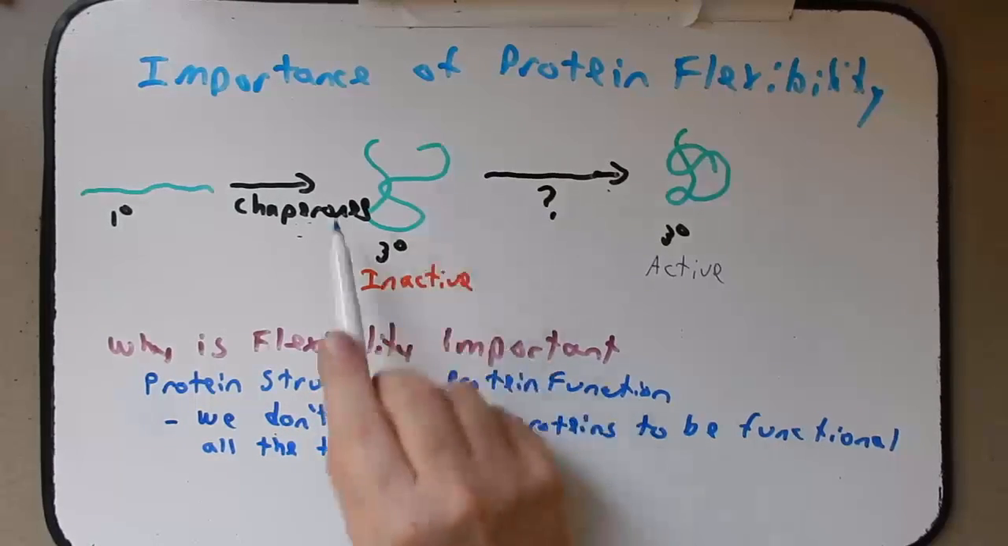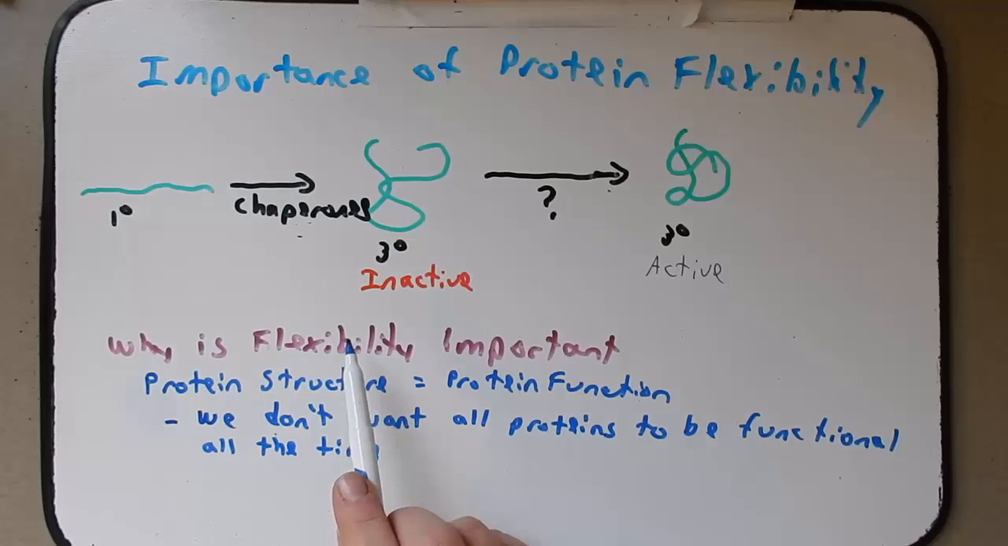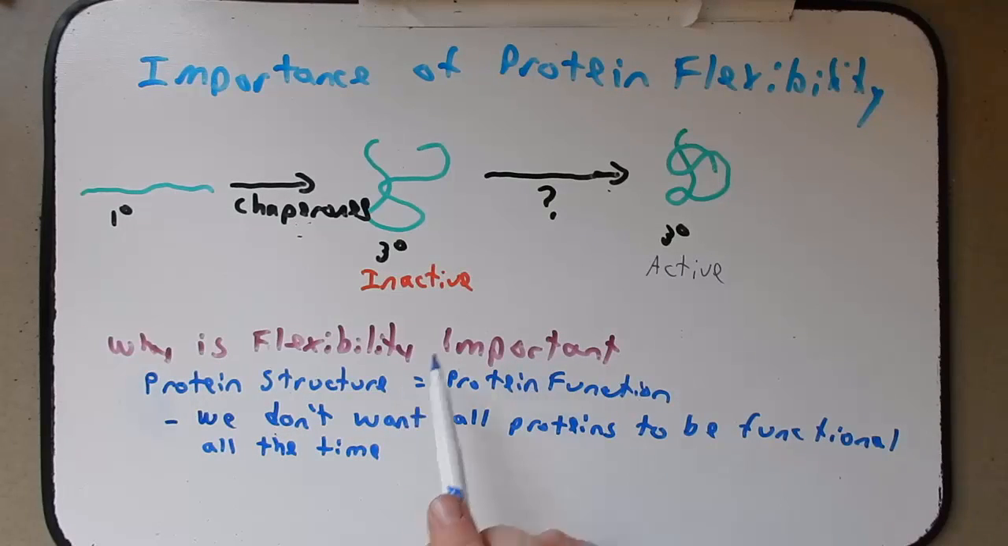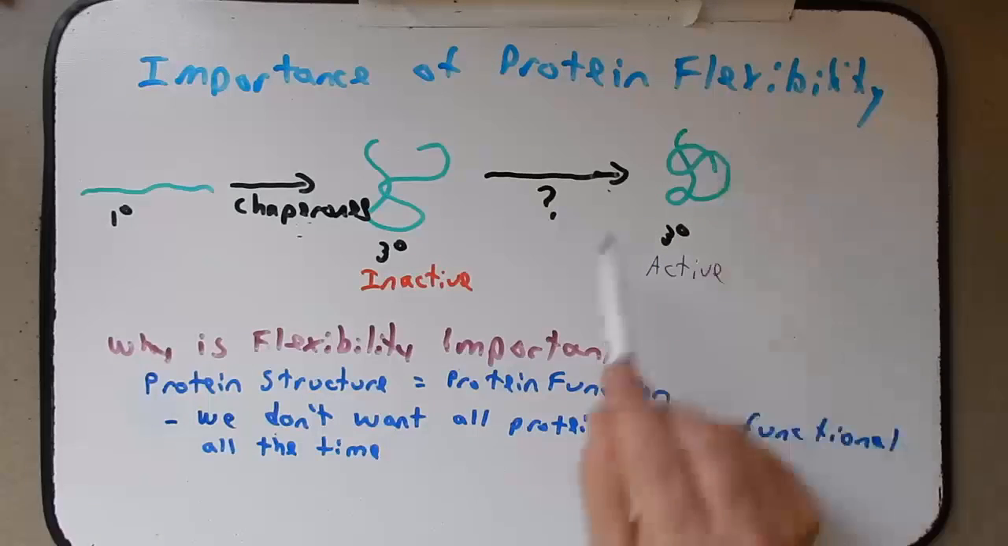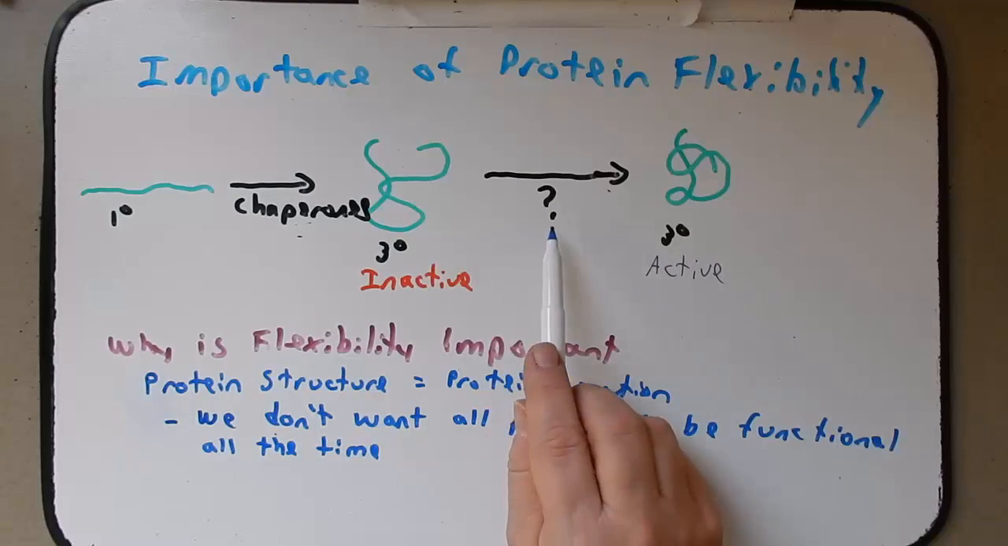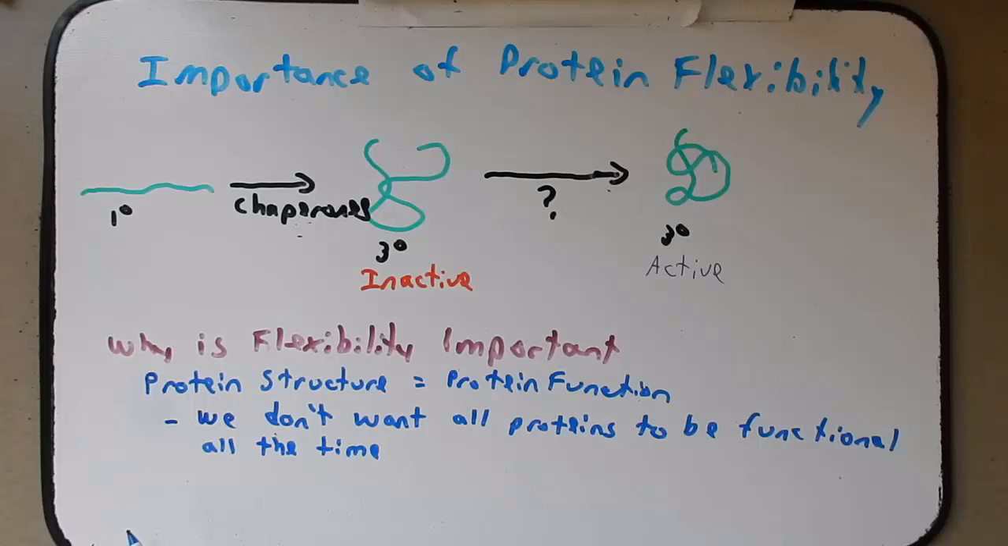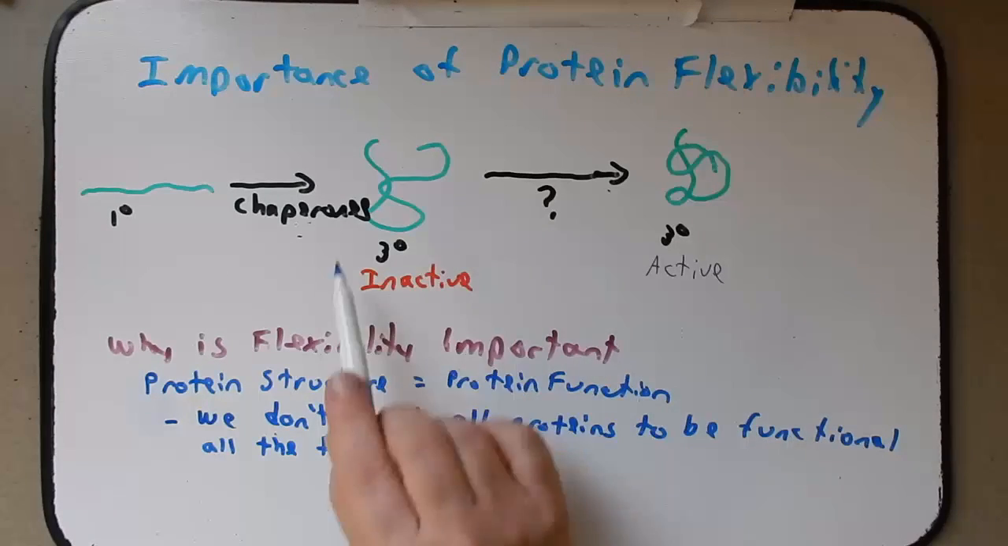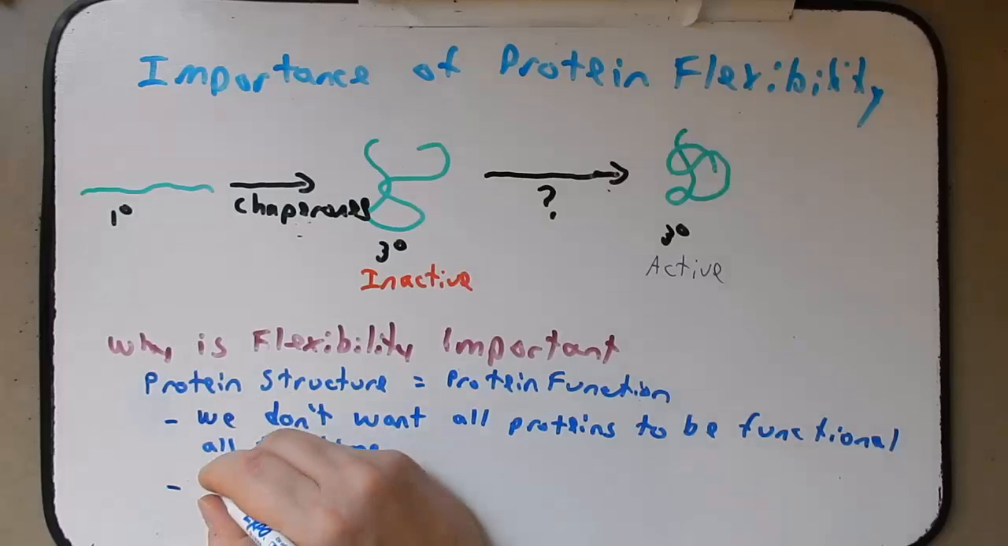So maybe this protein here is the protein insulin. We only want insulin to be active at certain times. So we wouldn't want it to be in this active folded state all the time. We would want to have a way to turn it on when we need to. And so that's the main point of this comment here. We don't want it to be functional all the time.